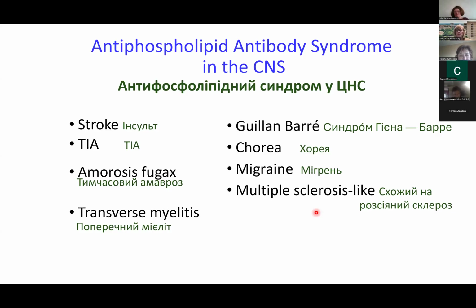You can get Guillain-Barré, chorea, where you have unusual body motions. Migraines can be a symptom of antiphospholipid syndrome, and you can get multiple sclerosis-like syndromes. It's not truly multiple sclerosis where you have B cells and the same pathophysiology, but it can mimic multiple sclerosis.